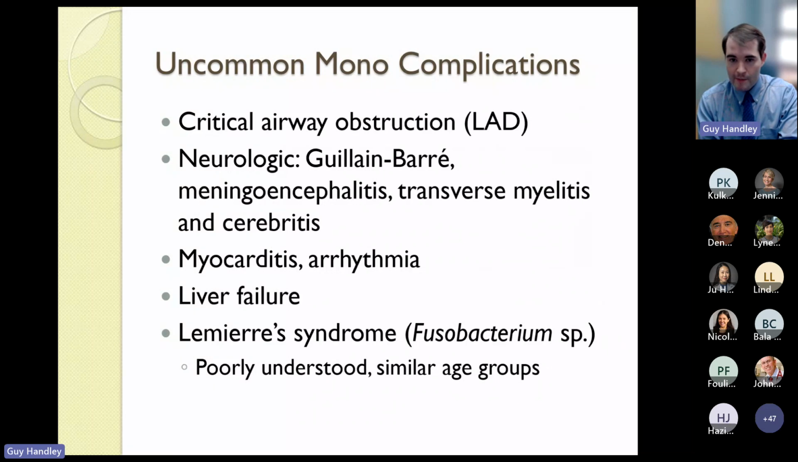Some uncommon complications can be life-threatening: critical airway obstruction, particularly from the lymphadenopathy. You can also get devastating neurologic complications: Guillain-Barré, meningoencephalitis, transverse myelitis. It can affect the heart tissue, the liver, really any organ in the body. And there is an association with Lemierre syndrome, or septic thrombophlebitis of the internal jugular vein in the setting of a deep space infection.